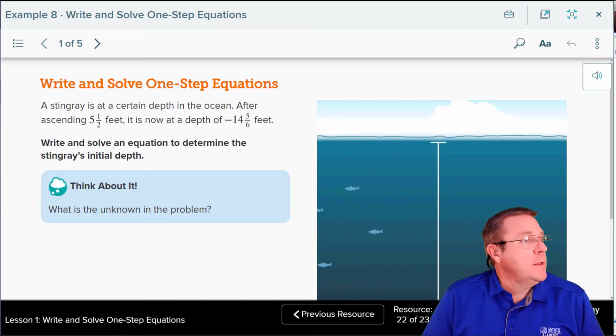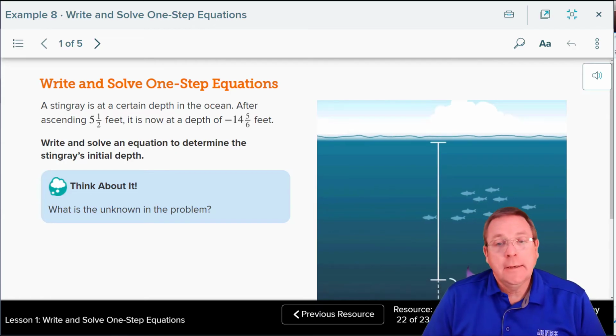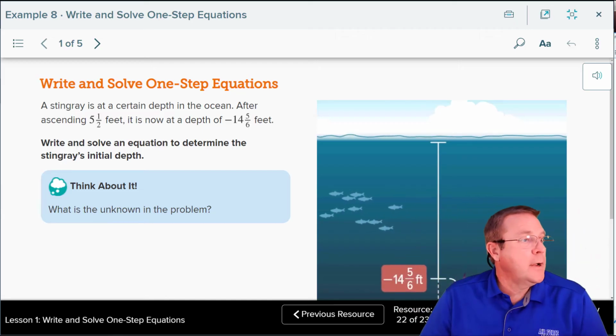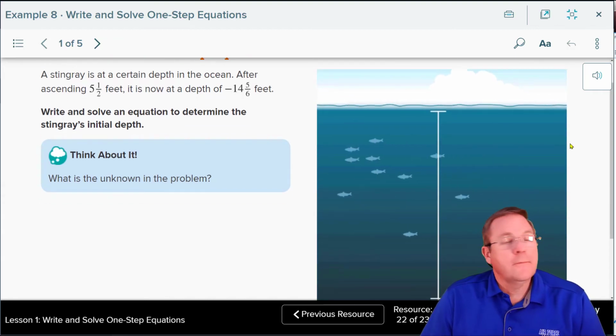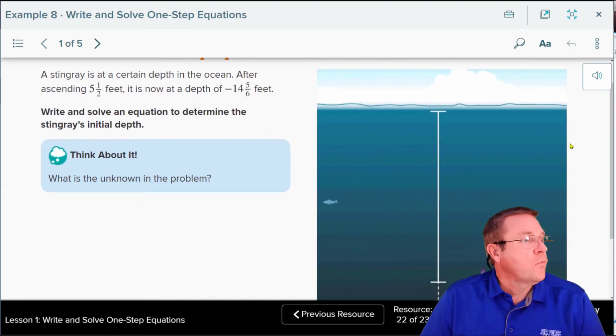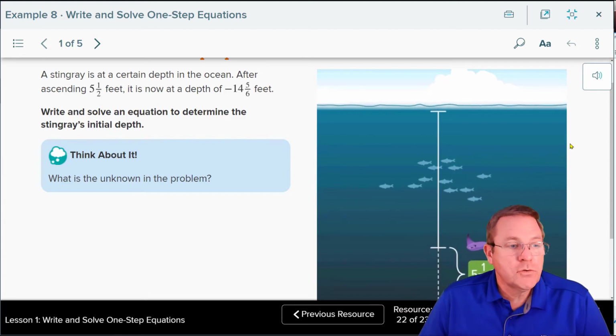And it looks like we're now going to get to swim with the fishies here. A stingray is at a certain depth of the ocean. After ascending, that means we're going up a positive number, 5 1/2 feet. It is now at a depth of negative 14 5/6 feet. Write and solve an equation to determine the stingray's initial depth.